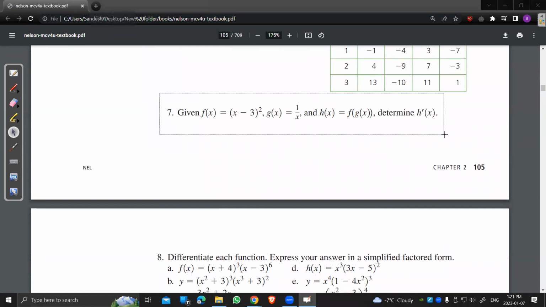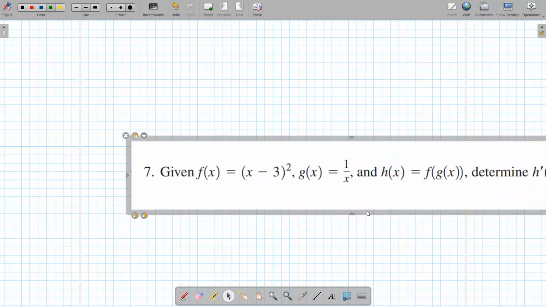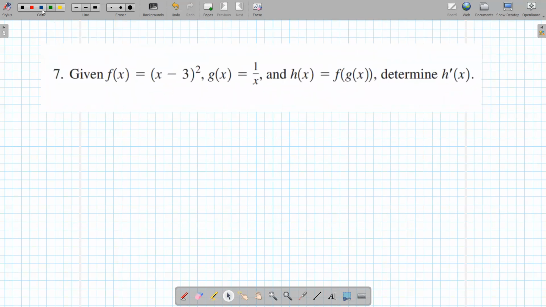Here's a composite function. They've given us f of x and g of x, and they want us to find h of x. So h of x is f of g of x, yeah? And g of x, it's given, is going to be 1/x. So if f of x is (x minus 3) squared, what's f of 1 over x?